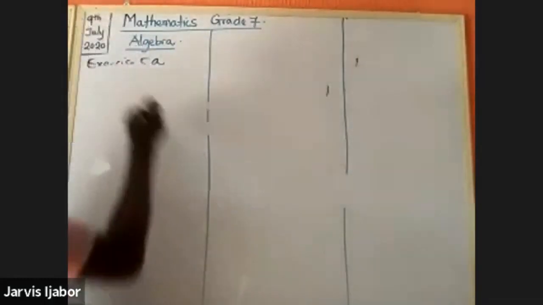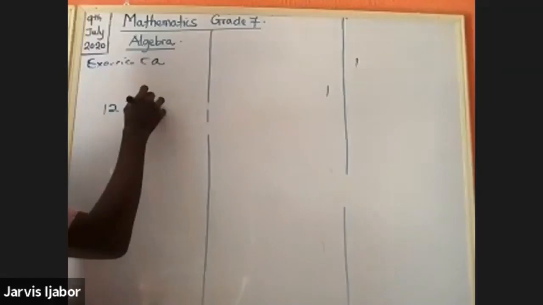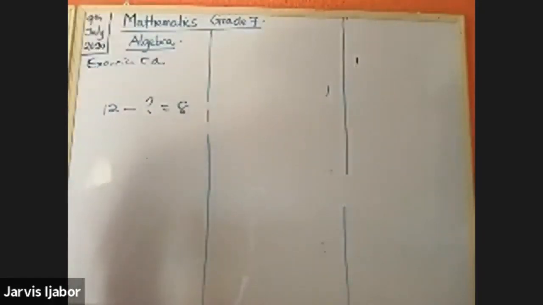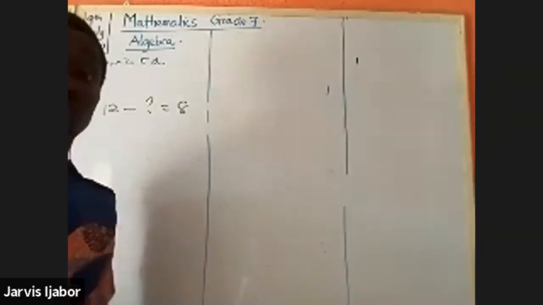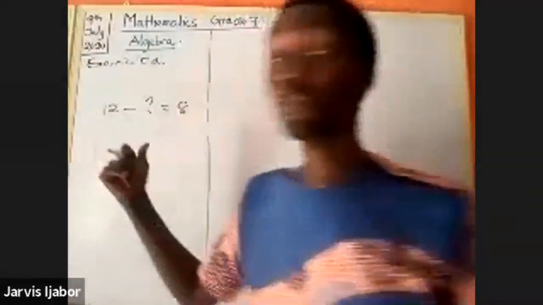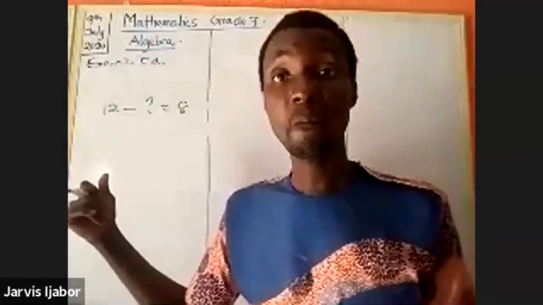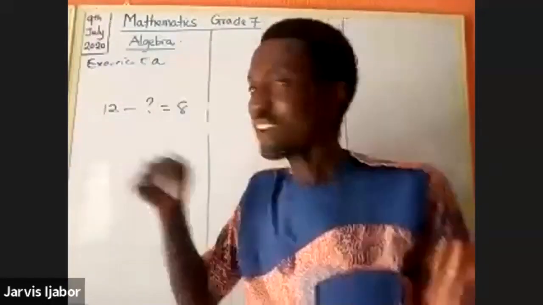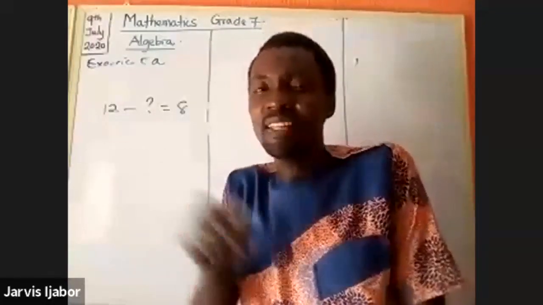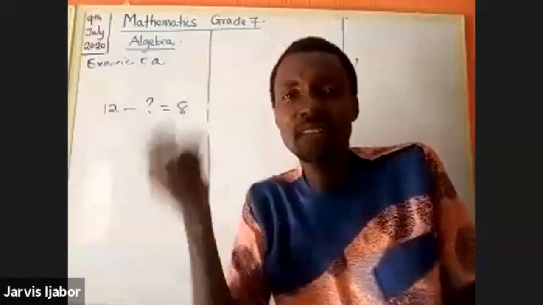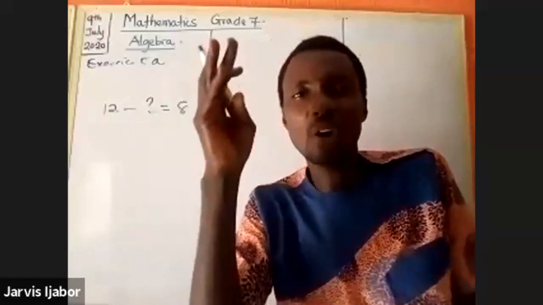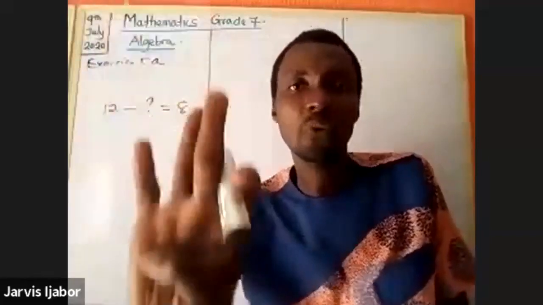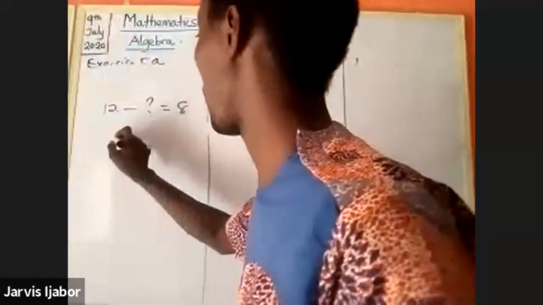Now look at this one. 12 minus a certain number is giving me 8. What am I doing here? It is subtraction. I have a number, I remove something from it, and I'm getting 8. So I count from 8. I start from 8 and go to 9, 10, 11, 12, and that is 4. So the answer becomes 4.